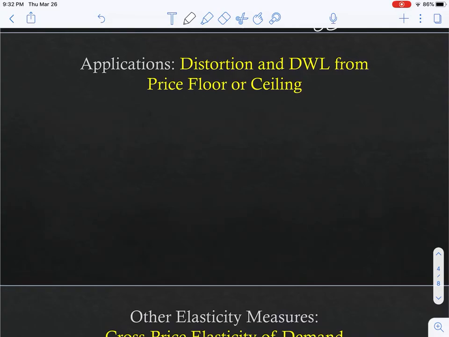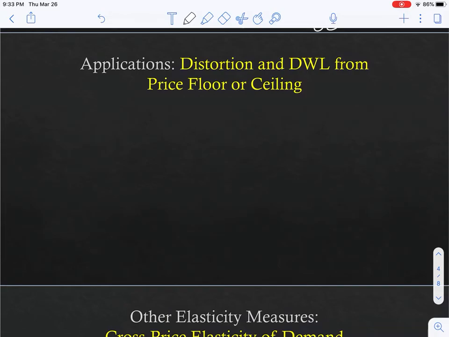So, the last application that I want to talk about. I did include in the folder a couple other videos from Marginal Revolution University with really, really interesting examples of elasticity applications. So check those out as well. You'll see those after this video. But for now, price floors and price ceilings.